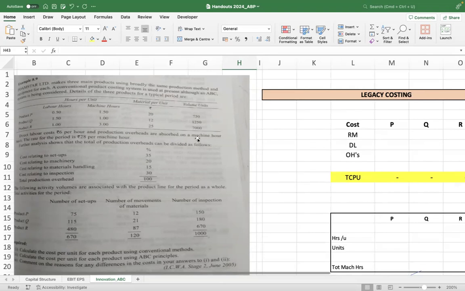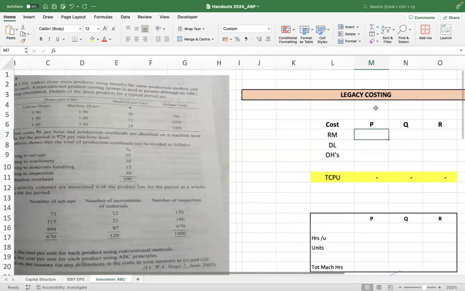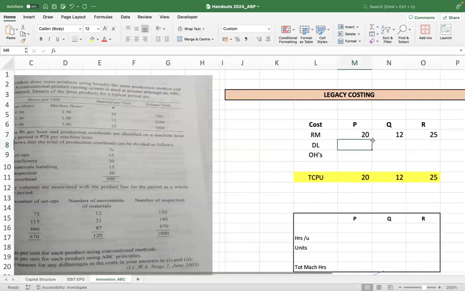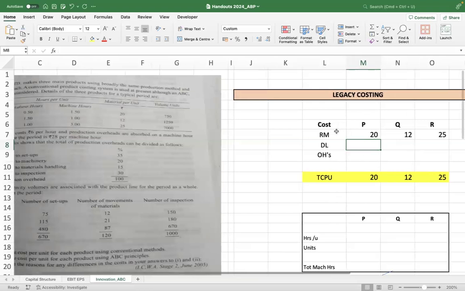we always start with raw materials, then labor, and then we add up the overheads. And in the legacy costing, the characteristic is overheads are absorbed on an effort-intensive basis. So it could be on the basis of labor hours or on the basis of machine hours. So we will take the raw material costs, which are directly given for the products, so we don't need to do anything there, right? It is directly given: 20, 12, and 25.